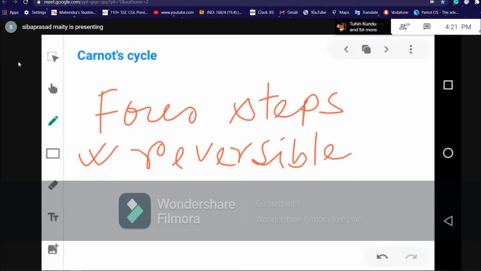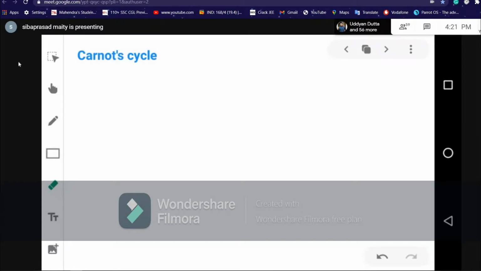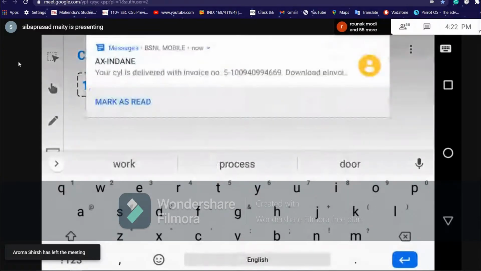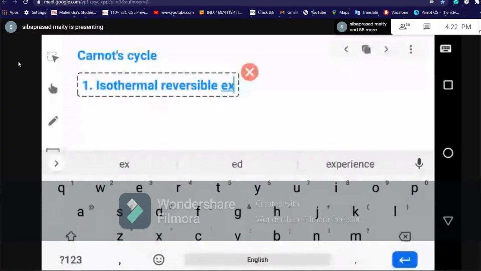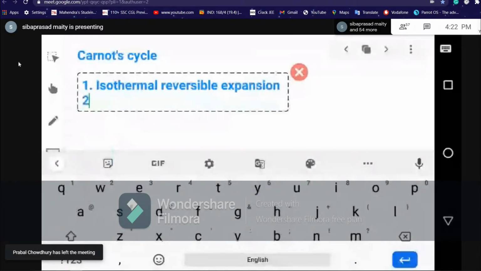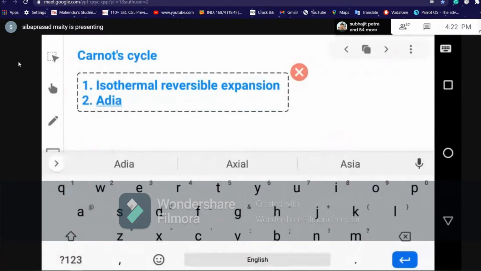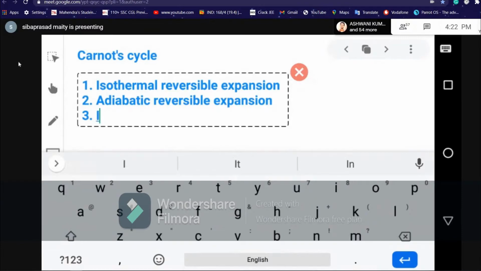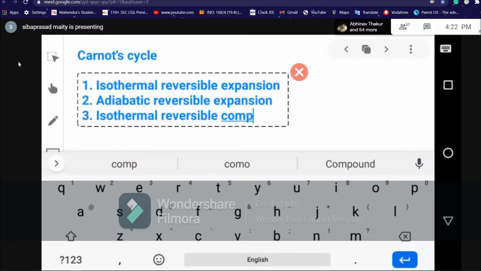I'll tell you in detail, but before that, let us write what the steps are. It had 4 steps as I told. First was isothermal reversible expansion. Second was adiabatic reversible expansion. Third was to go back: isothermal reversible compression. We were trying to return.